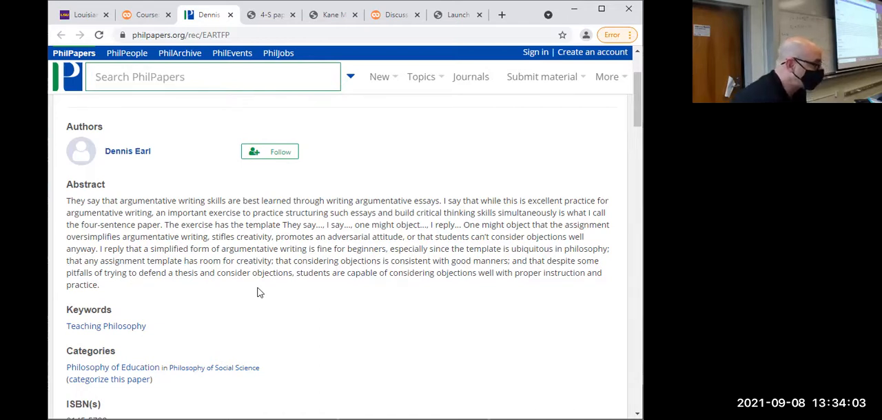One might object that the assignment oversimplifies argumentative writing, stifles creativity, promotes an adversarial attitude, or that students can't consider objections well anyway. I reply that simplified form of argumentative writing is fine for beginners, especially since the template is ubiquitous in philosophy, that any assignment template has room for creativity, that considering objections is consistent with good manners, and that despite some pitfalls of trying to defend a thesis and consider objections, students are capable of considering objections well with proper instruction and practice. That's just a 4-sentence paper, right? They say, I say, I reply blank because of blank. One might object, I reply, right?